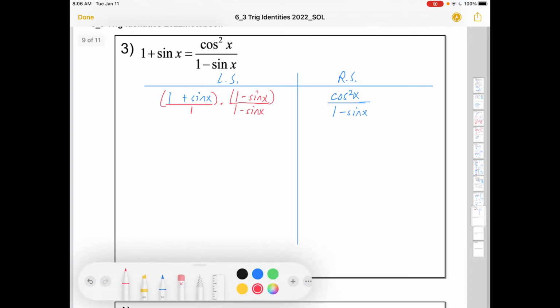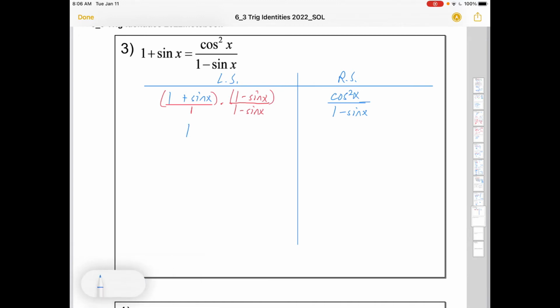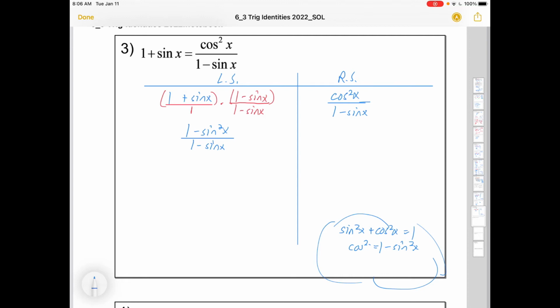Let's see what I get. I get 1 minus sine squared x all over 1 minus sine x, which is close. And then the top of that looks very fishy. It looks like sine squared x plus cos squared x equals 1. So 1 minus sine squared x would just be equal to cos squared x. And so I can write that on top. Cos squared x all over 1 minus sine x.